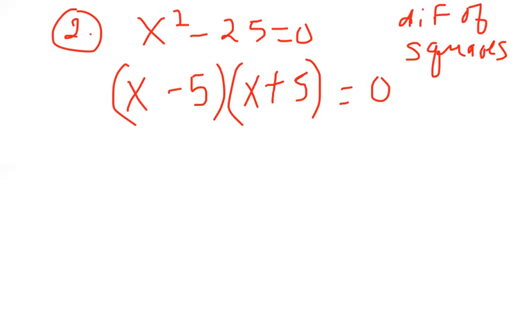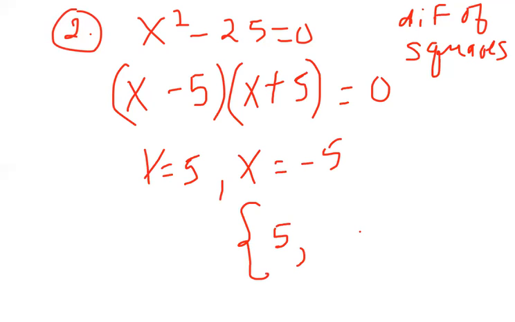Now just eyeball it, ask the question, what value of x minus 5 makes the first parenthesis 0? What number minus 5 makes that parenthesis 0? So that would be +5. For the other one, same thing. What number plus 5 makes the parenthesis 0? That would be a -5. And so when you write your solution set, it would be 5, comma, -5. And just like that, you're done.